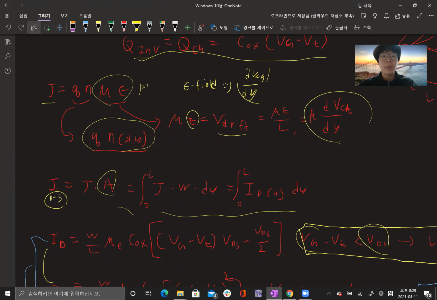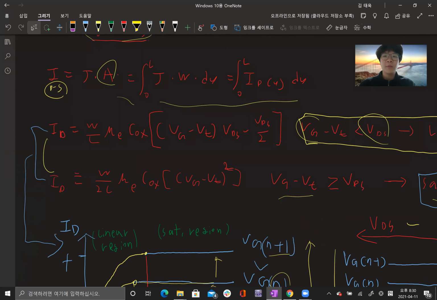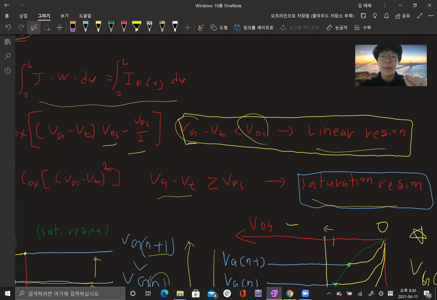So if we look at the current density formula, the Qn can be defined with the channel charge or inversion charge, and the electric field would be defined with the drift current because the drain and source have different potential. So two transistor equations come out. First of all, the drain current would be defined with the drain bias VDS. If the difference between gate voltage and threshold voltage is lower than the drain to source bias, then we call it the linear region.